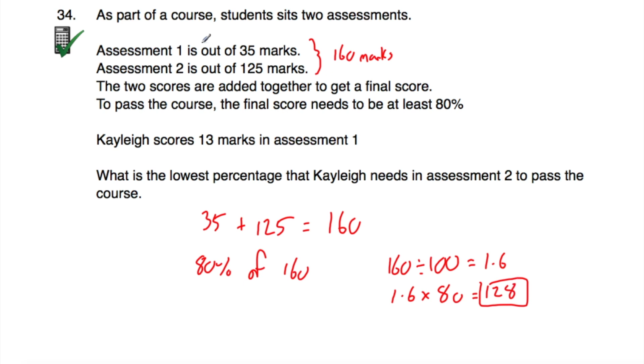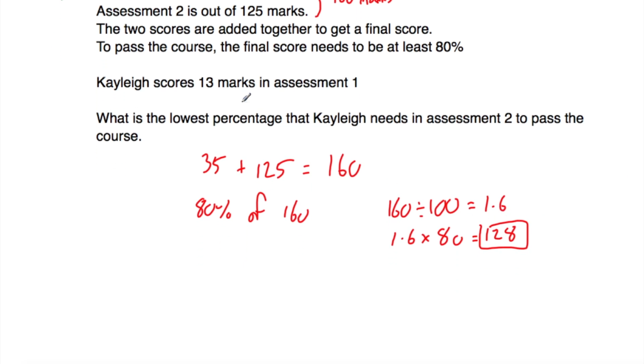So that means that for someone to pass this course, they need to score at least 128 marks. So whenever you add together their scores, or the number of marks in assessment 1 and assessment 2, the grand total needs to be at least 128 marks. So what I'm now going to do is take away how many marks Kaylee scored in assessment 1, because 128 take away 13 is equal to 115 marks. So that's how many marks Kaylee needs to score in assessment 2, because she scored 13 in assessment 1, so she needs to score at least 115 marks in assessment 2 to make sure she passes the course and gets the 128 that she needs to pass.